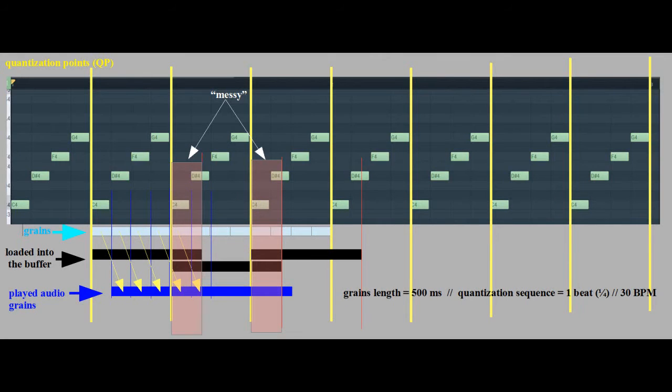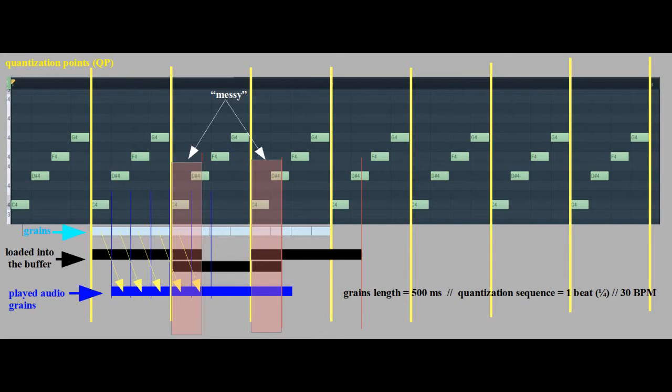The scales above represent the audio produced by the sequencer. The light green rectangles, is it light green? I don't know much about the names of colors, are the generated grains, and at every quantization point a part of the audio stream is loaded into the buffer, which is represented by the large black rectangles. And lastly the blue rectangles show the grains being played back.